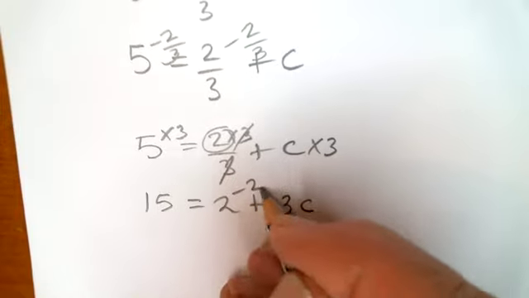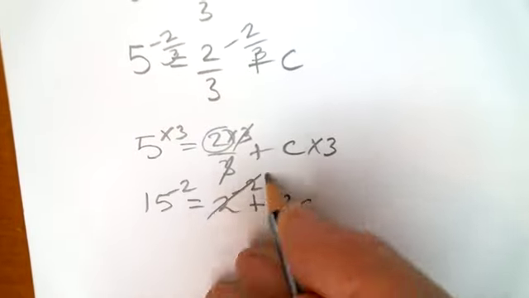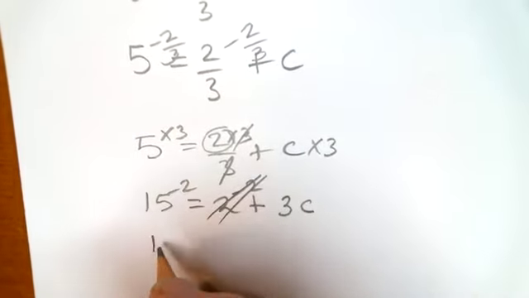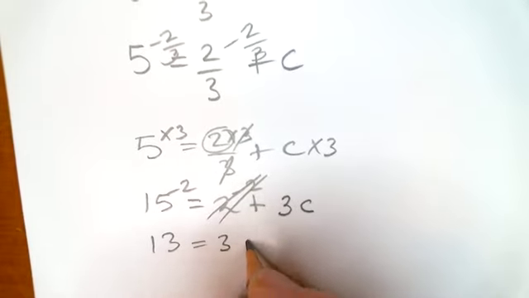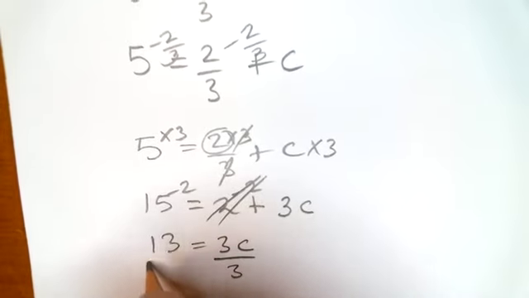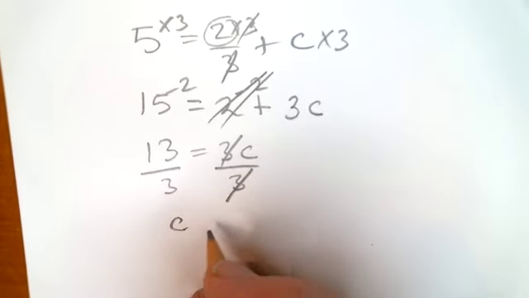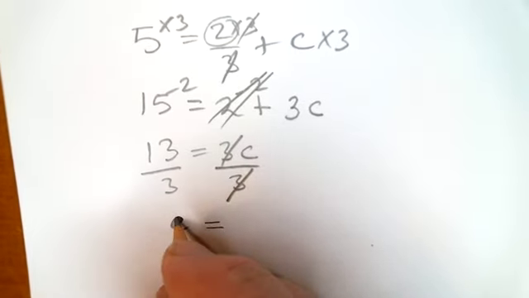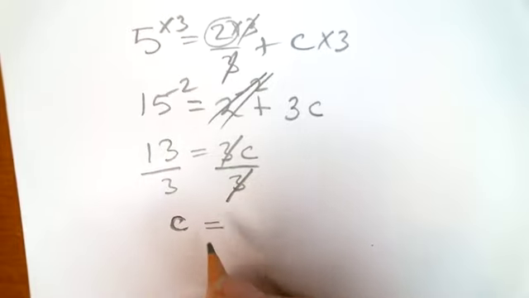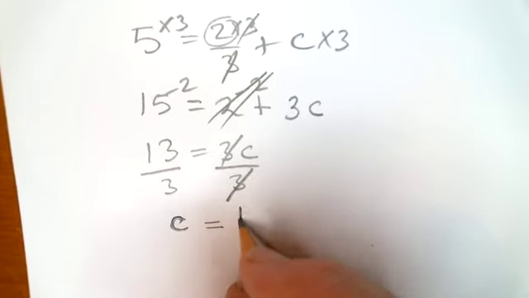So what have we got now? I subtract 2 from both sides. And 15 minus 2 is 13, is equal to 3c. So I'll divide both sides by 3, leaving us with c is equal to, and that's a c, not an e, by the way. c is equal to 13 on 3.